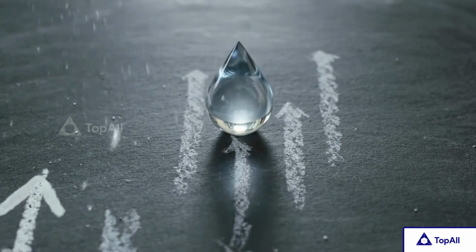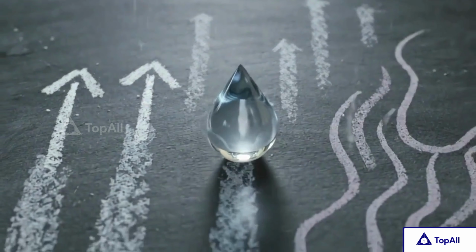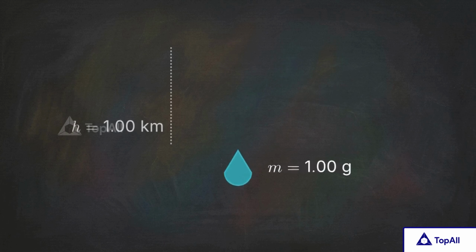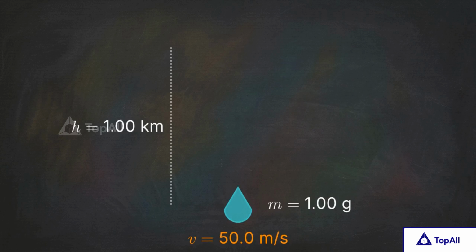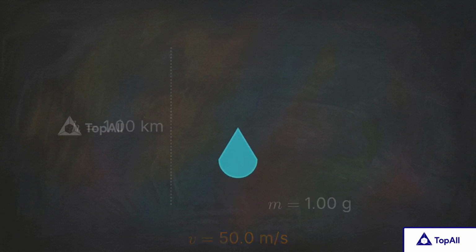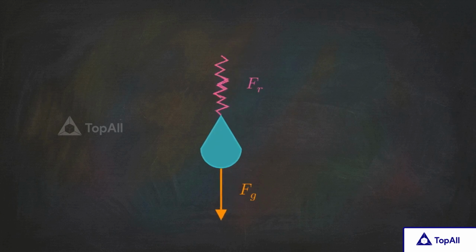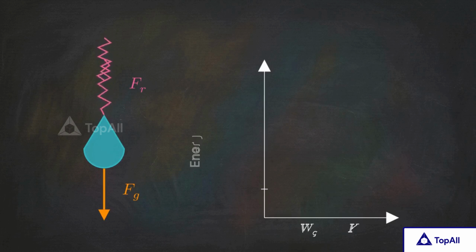Let's test this theorem on a system with highly variable forces, like a single raindrop falling through the atmosphere. Consider a drop with a mass of exactly 1.00 gram. It falls from a height of 1.00 kilometer and hits the ground at an impact speed of 50.0 meters per second. During its descent, the drop is subjected to two opposing forces. Gravity pulls downward with a constant force, while the air pushes upward with a varying resistive drag. This split shows the forces at play.